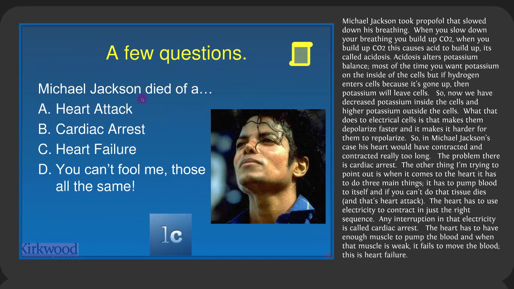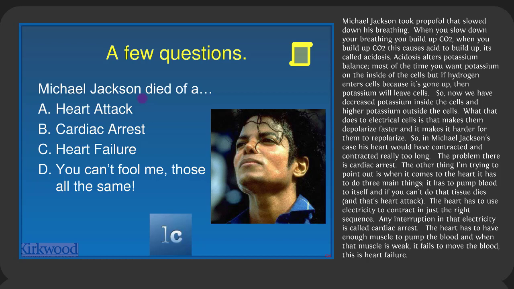Michael Jackson took propofol that slowed down his breathing. When you slow down your breathing, you don't exchange CO2 as well, so you build up CO2. When you build up CO2, this causes acid to build up. It's called acidosis. Acidosis alters potassium balance. Most of the time you want potassium on the inside of the cells, but if hydrogen has gone up, you've raised the amount of acid outside the cell, and it enters the cell. When it enters the cells, then potassium will leave cells.